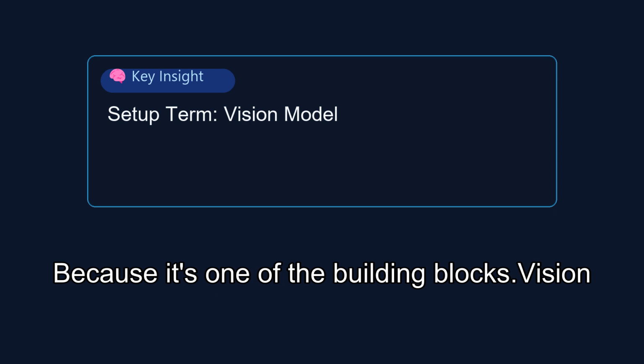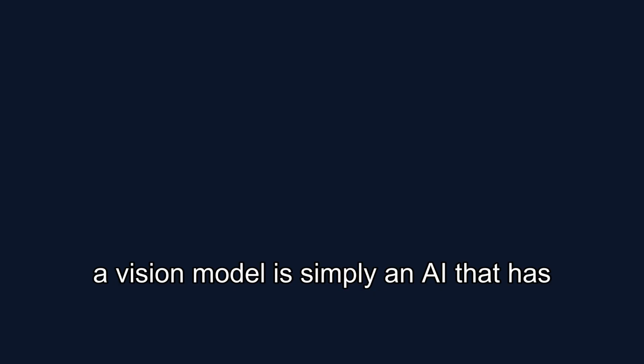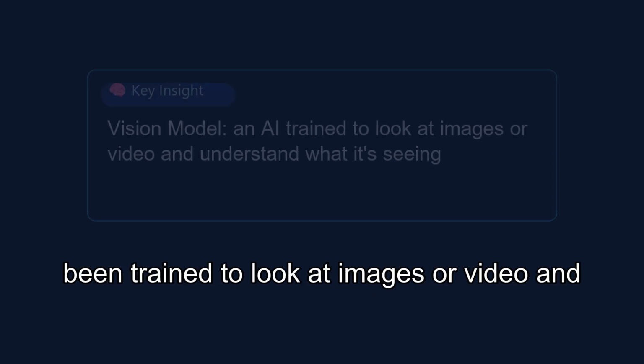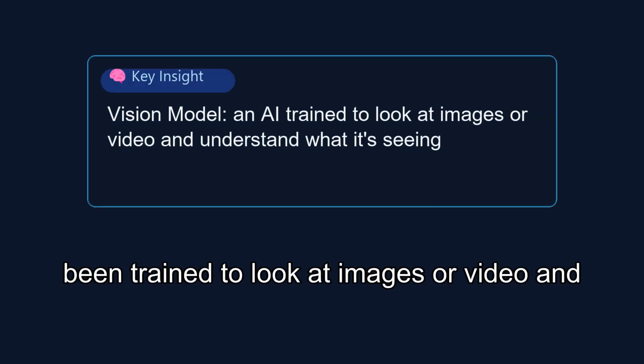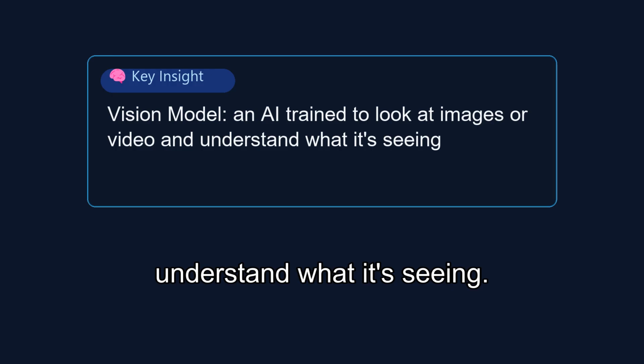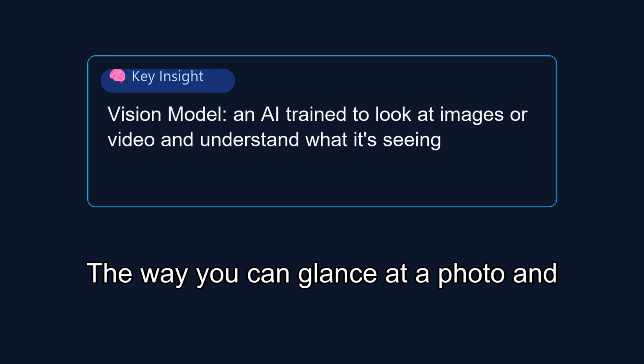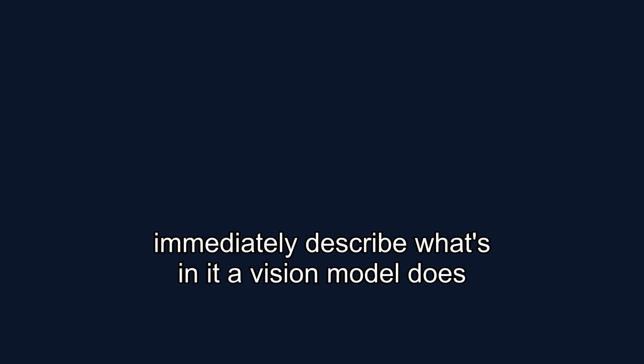Okay, before we get to multimodal, we need to talk about something called a vision model, because it's one of the building blocks. Vision model. Right. I've heard that one too. So a vision model is simply an AI that has been trained to look at images or video and understand what it's seeing. The way you can glance at a photo and immediately describe what's in it. A vision model does that. It looks and it interprets.